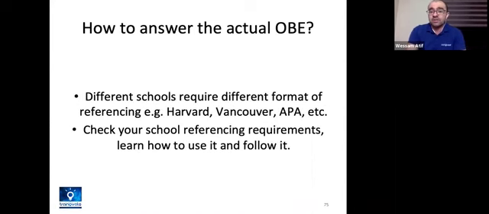Different schools require different formats of referencing. So let's say, for example, there is a style of referencing called Harvard, another one called Vancouver, another one called APA. So you need to check if there is a specific style. If they don't have a specific style, then just pick any style of referencing and use it to your preference or to your convenience. Check your school's reference requirements and follow them.